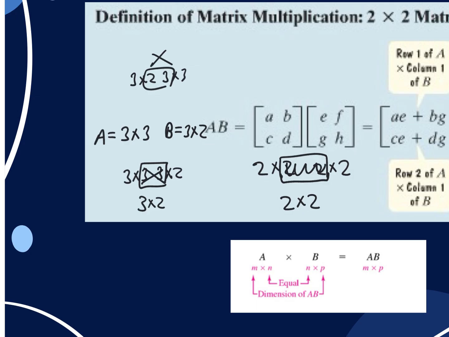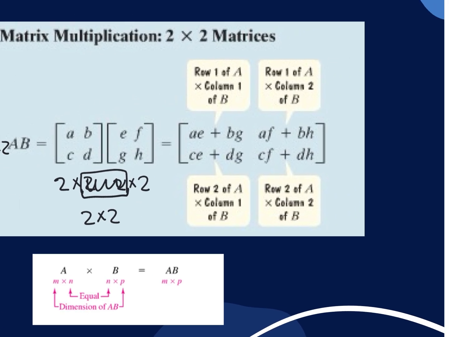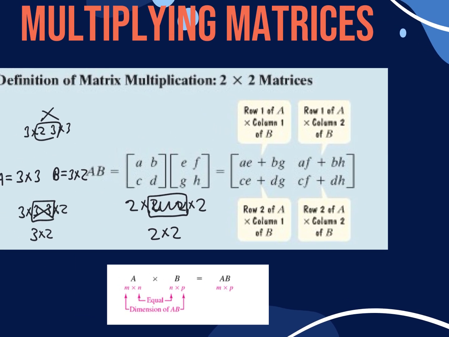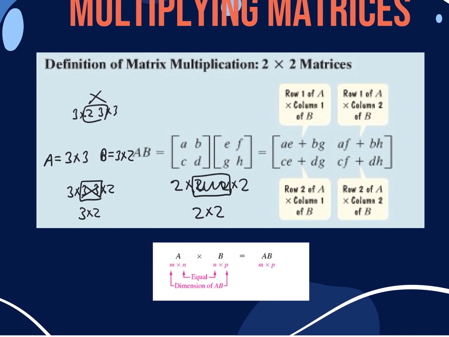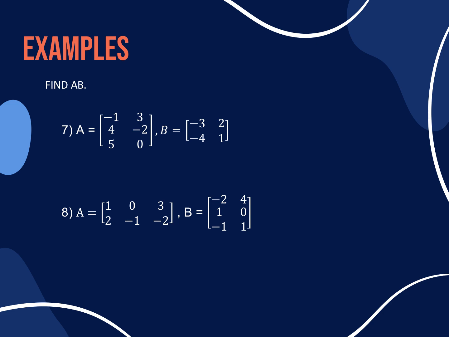Now, it looks like there's a lot of writing here. I would rather just show you the pattern in an actual example as opposed to having you know exactly what this means. This is true for a 2 by 2 matrix, but not always are you going to multiply two 2 by 2 matrices together. So I would rather just show you with an example how to do matrix multiplication. All right, so we have examples 7 and 8.